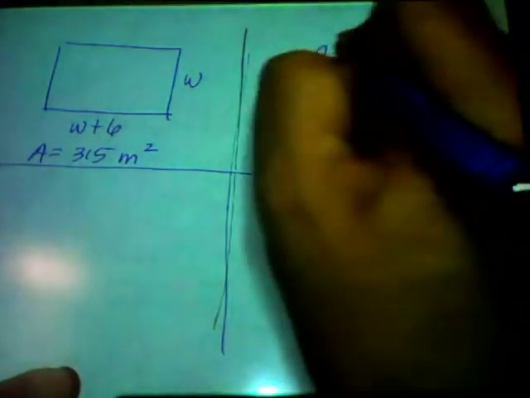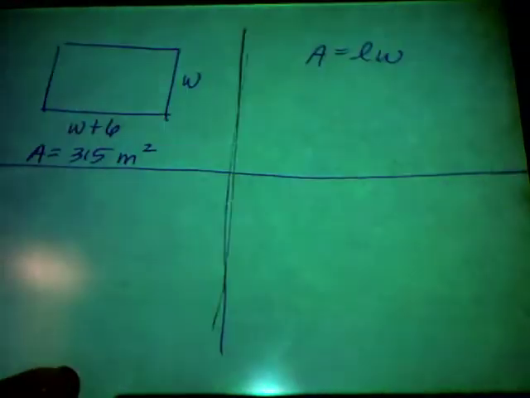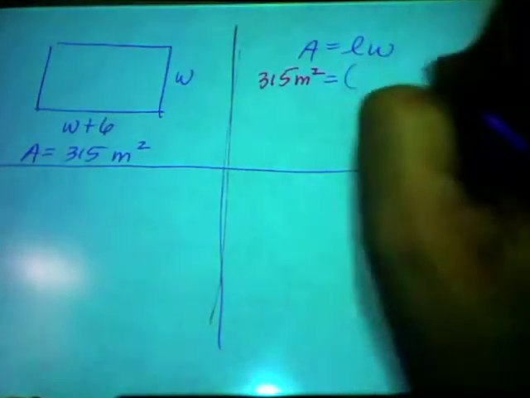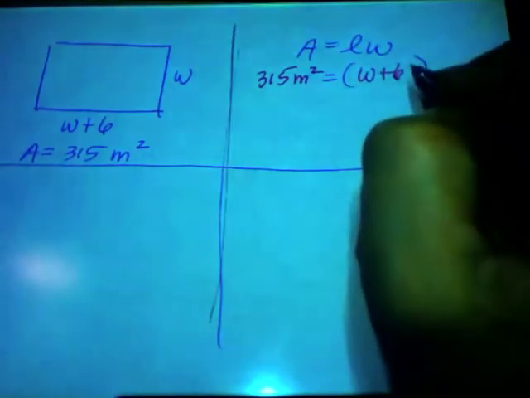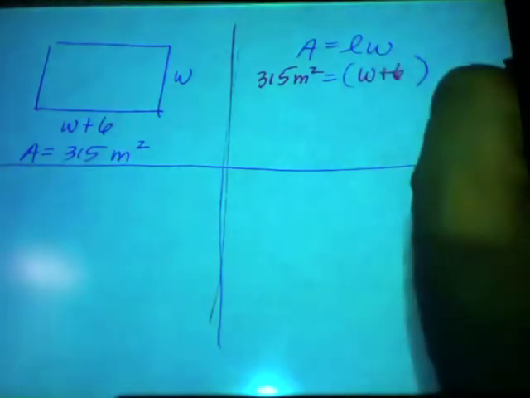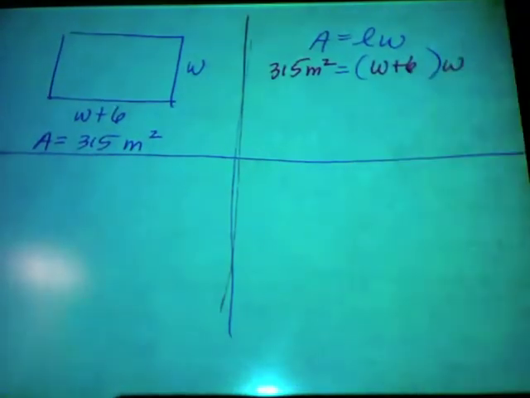So I'm going to start with my area formula for a rectangle. And I'm going to plug into that formula what they give me and solve for what I don't know. So they have given me 315 meters squared equals my length is W plus 6. And by the way, that's in meters. It's kind of a pain when you have variables over here to put meters in here. So I am going to drop that off. And then my width is just W, isn't it?